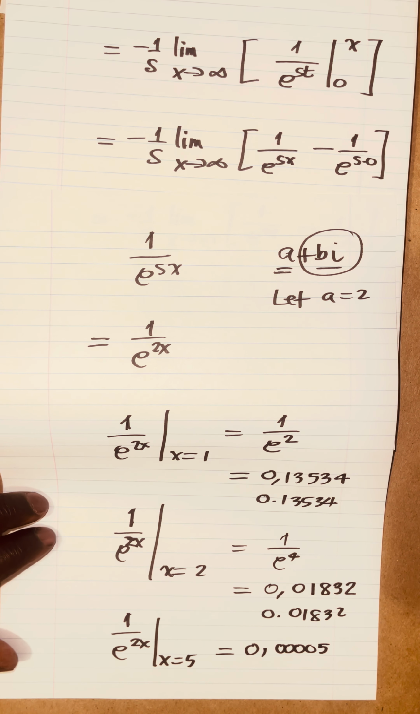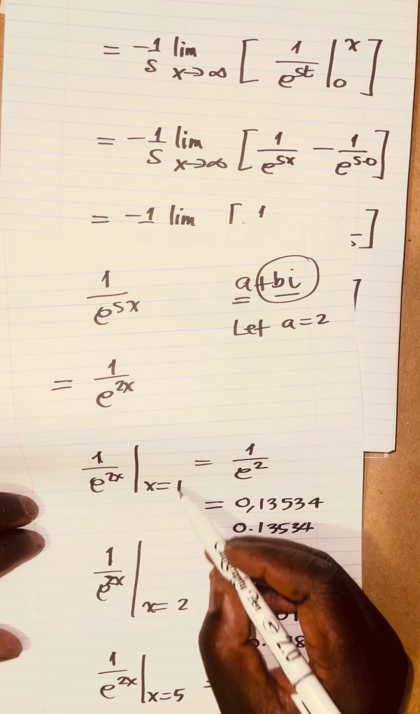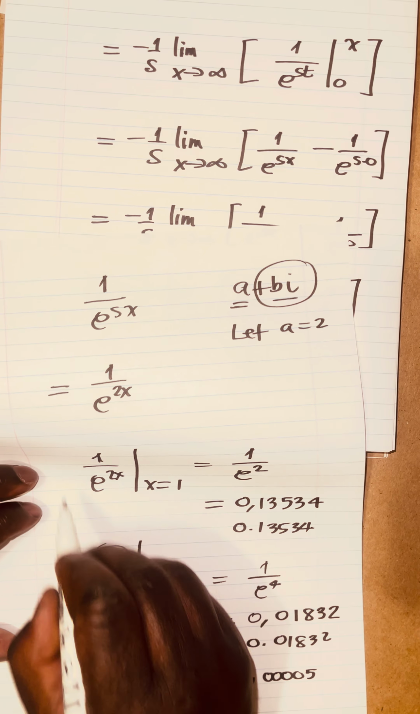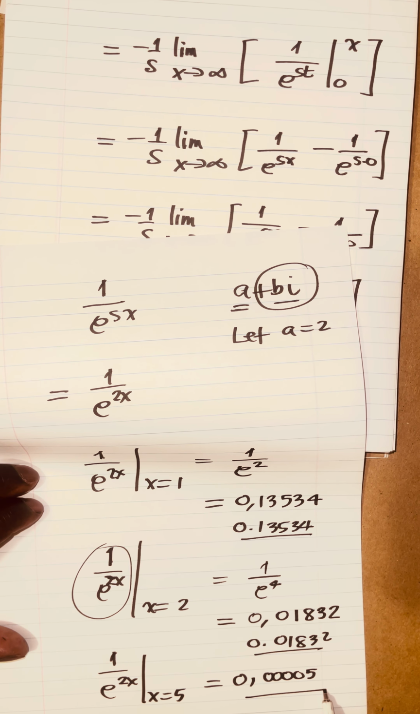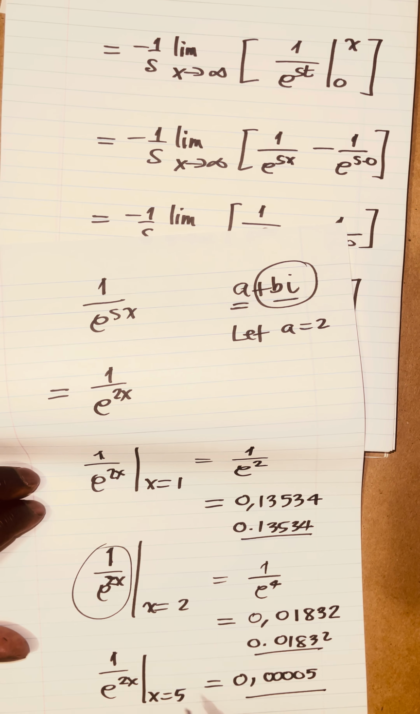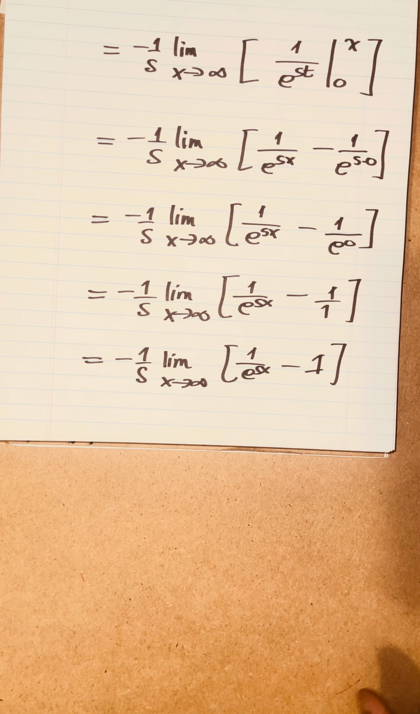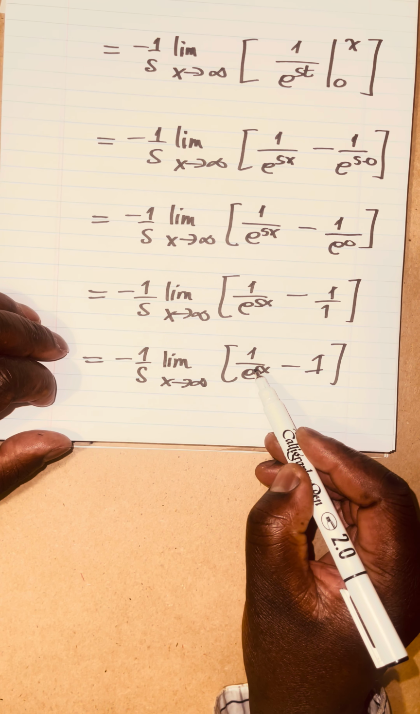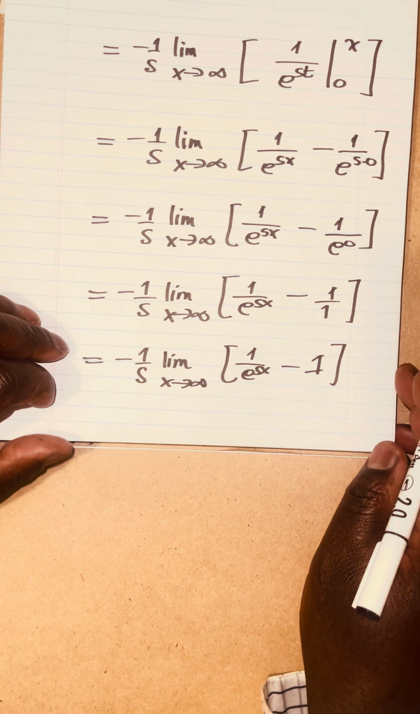Now watch what happens here. When x increases, remember 1, 2, 5, the value of the entire fraction decreases. That was the first value, second value, third value. So as x increases, the whole of this fraction approaches 0. So basically, as x approaches infinity, the whole of this fraction approaches 0. And so what we have in there is just going to be 0 minus 1.